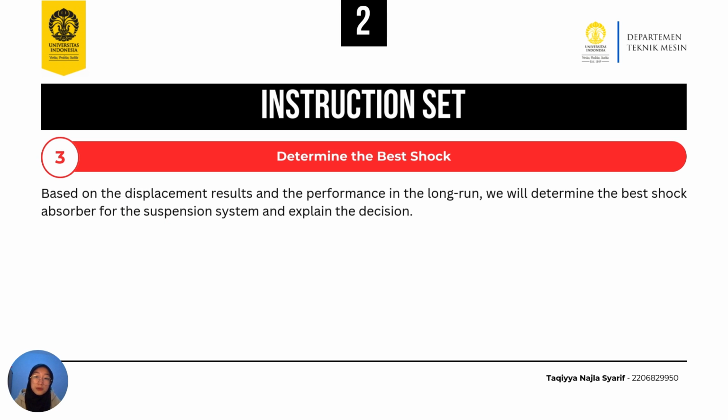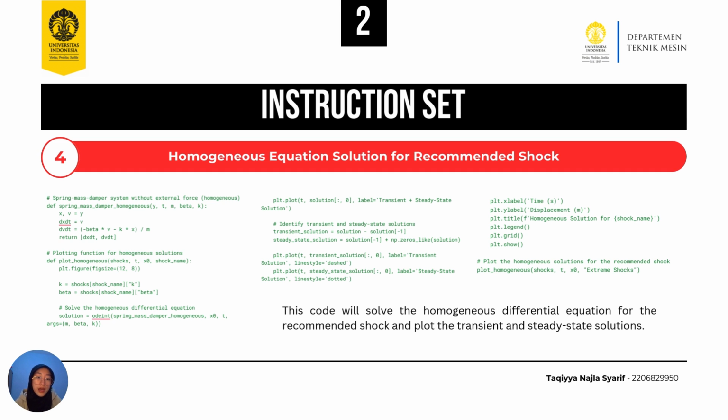And then step 3 is to determine the best shock based on the displacement result and the performance in the long run. We will determine the best shock absorber for the suspension system and explain the decision. And then last, step 4 is the homogeneous equation solution for the recommended shock. Okay, let's assume that the best shock is the extreme shock. This will be determined after analysis.